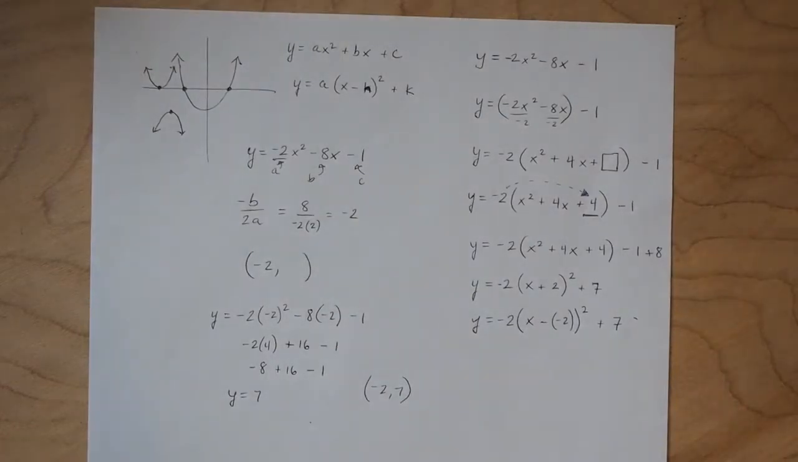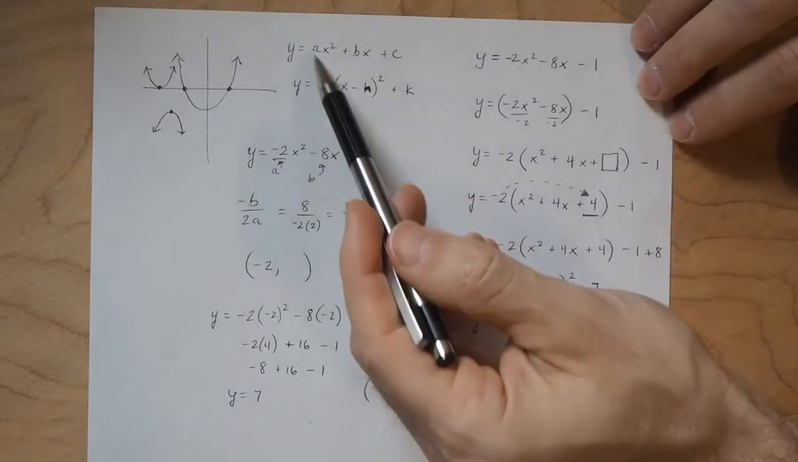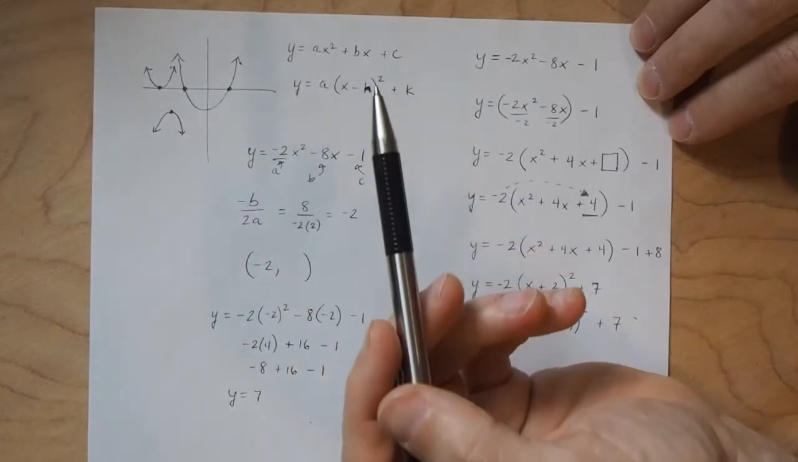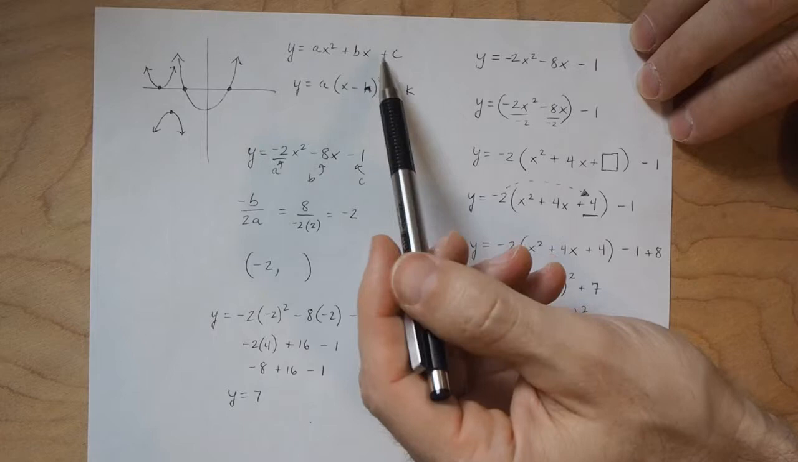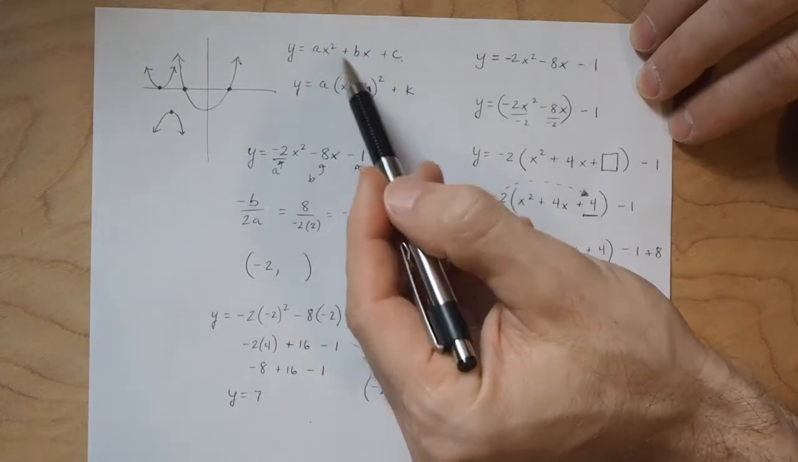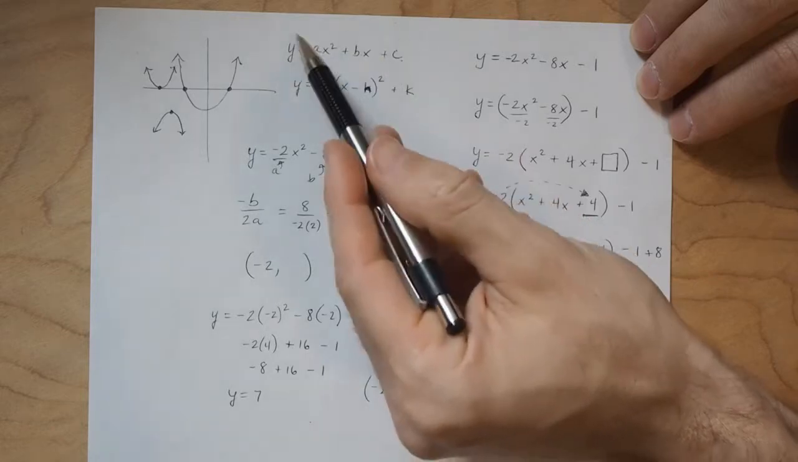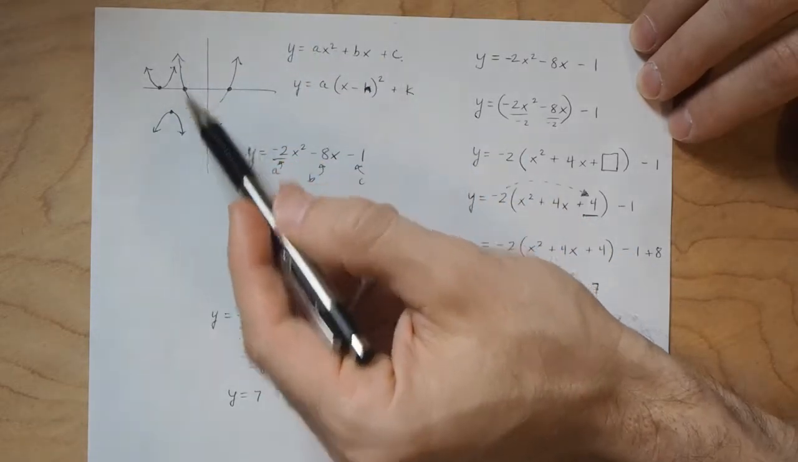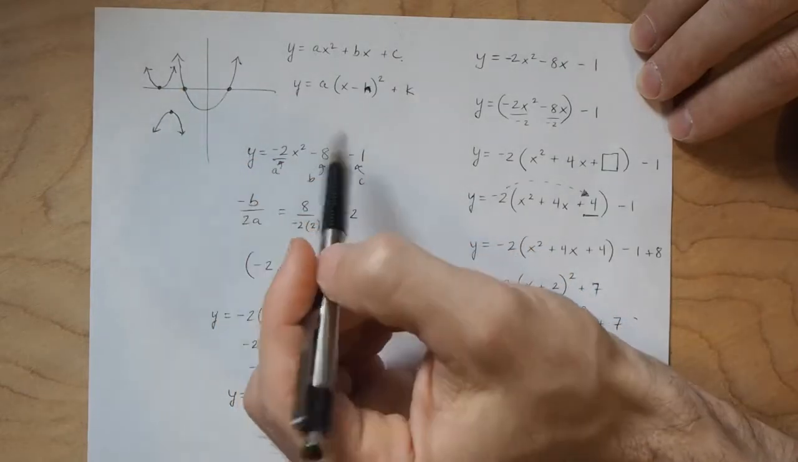So this is how to turn standard form into vertex form. This is standard form right here. It's a quadratic form that we usually learn first. You know, A is a number and B is a number and C is a number. It's a quadratic because it has a squared term. And these are all parabolas. So these are like smiley faces and this is a frowny face.